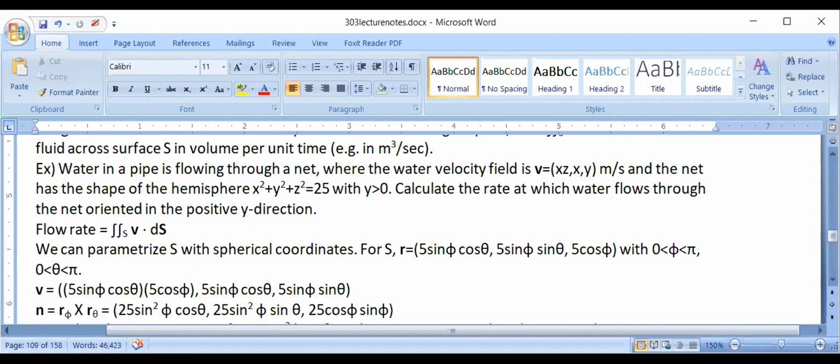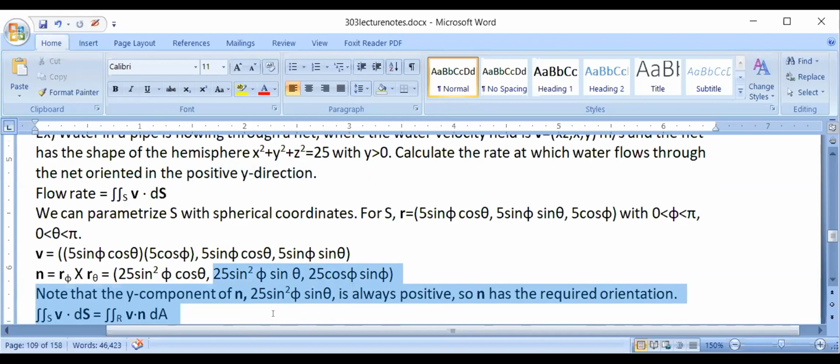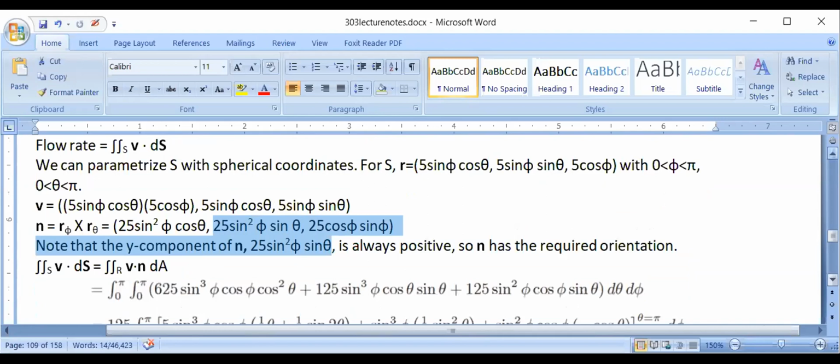Now, notice that we've constructed our normal vector, but we have to make sure that it's got the orientation that we want. We want the positive y direction, meaning that for the normal vector, the y component had better be positive. But let's take a look at the y component.